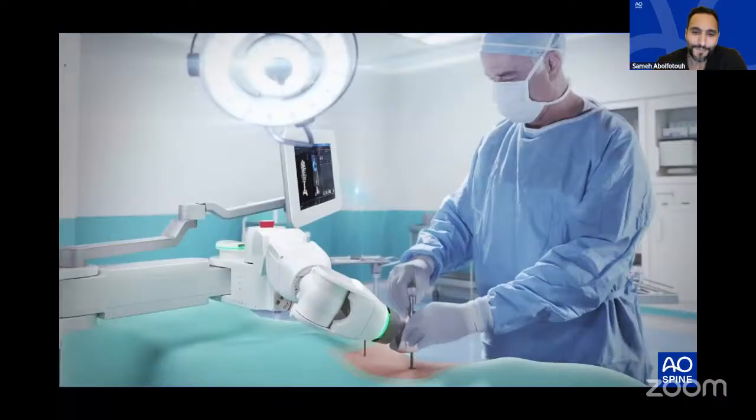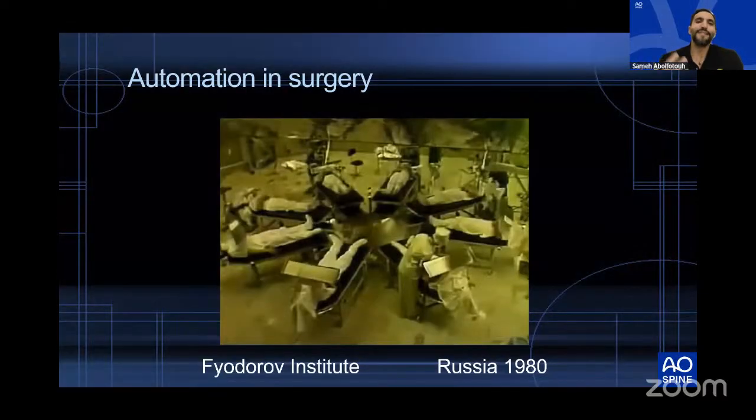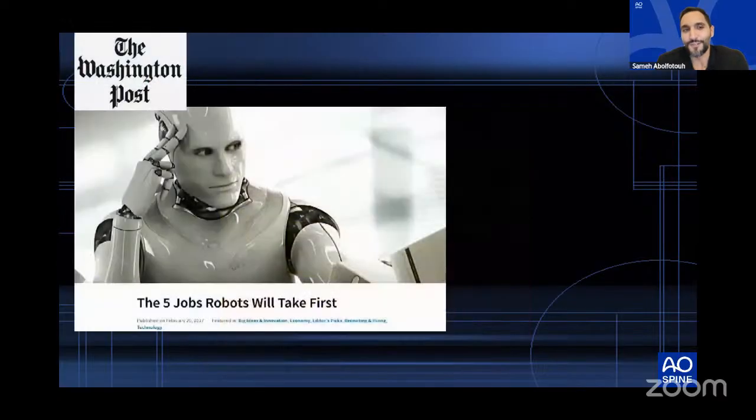But if we think of the concept of automation in surgery in general, it's a very old concept. This is a picture taken from the Fyodorov Institute in Russia, the number one center in the world for ophthalmology. You can see here back in 1980, the surgeons were sitting in a circle and the patients were rotating, to be able to help more patients with cataract surgeries, instead of the surgeon moving from one room to another or from one bed to another to operate on those patients. So it's a very old concept in surgery in general.